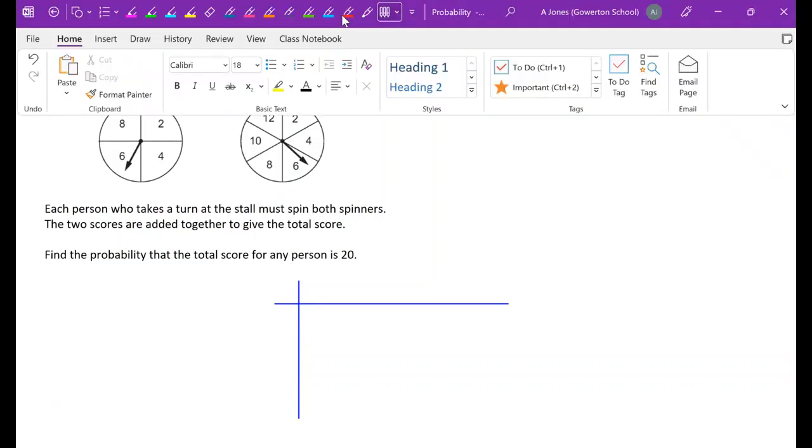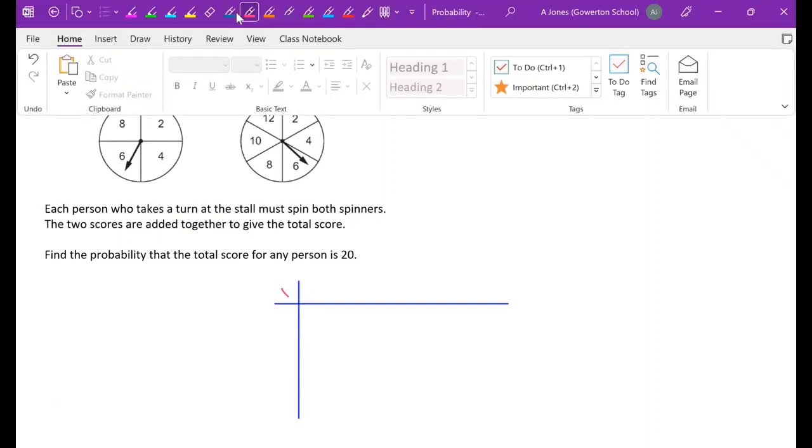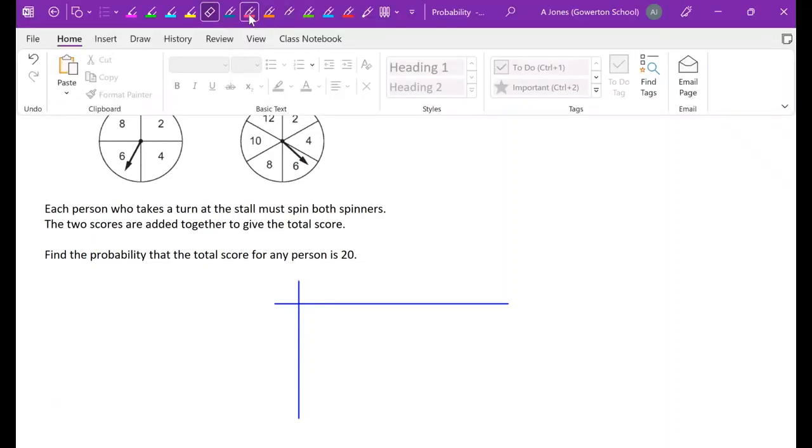Okay, so with this, I can do this the same way as the last question, and I've started a grid here, and we're doing the total score, so we're going to add these spinners. There we go, that's better.